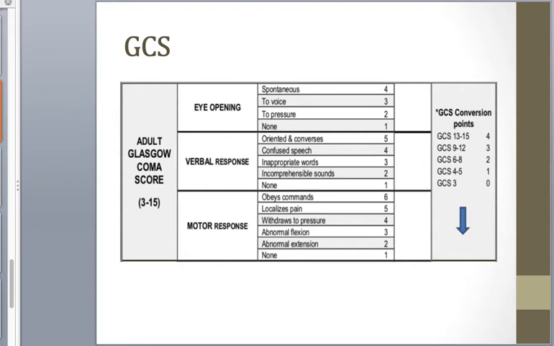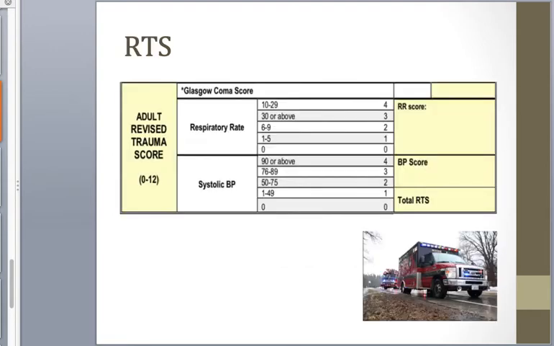This is just a review of the Glasgow Coma Scale for adults. Covers 15 points. Eye opening is worth 4. Verbal response is worth 5. And a motor response is worth 6. And then this carries over, as you can see on the right side of this picture. You take the point system on there and carry it to your revised trauma score.